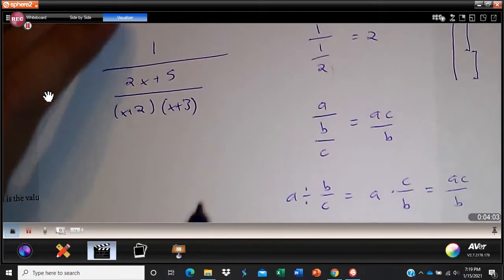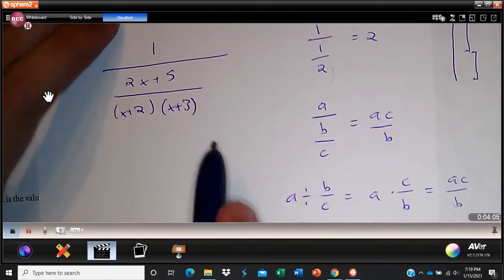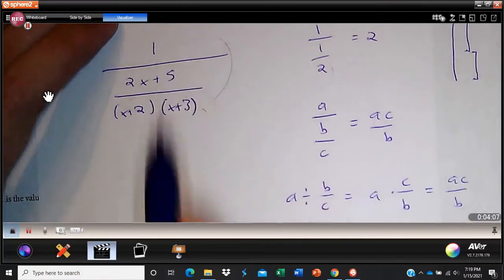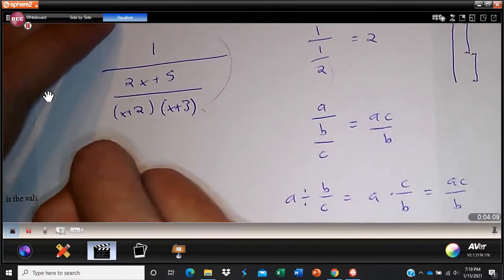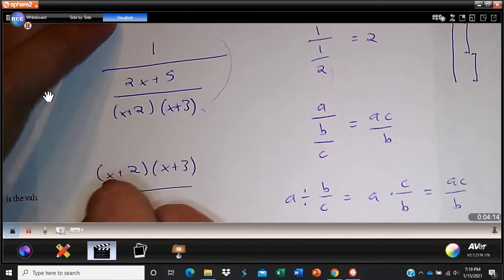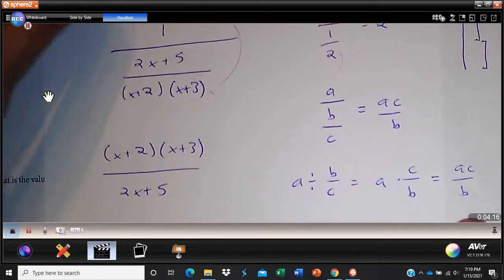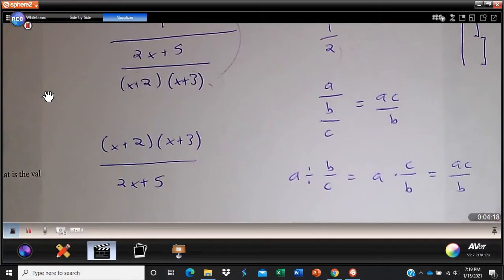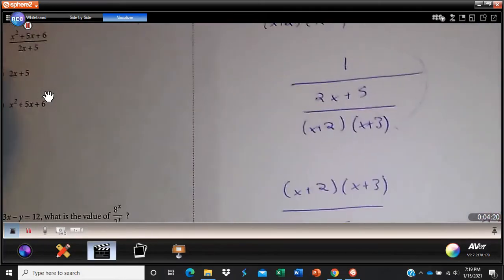So applying this to this situation now, I know that you just take this part, put it up top. So I'm going to end up with x plus 2 times x plus 3 divided by 2x plus 5. So sorry I couldn't really simplify this to an even more basic level, but this is just an advanced simplification problem.